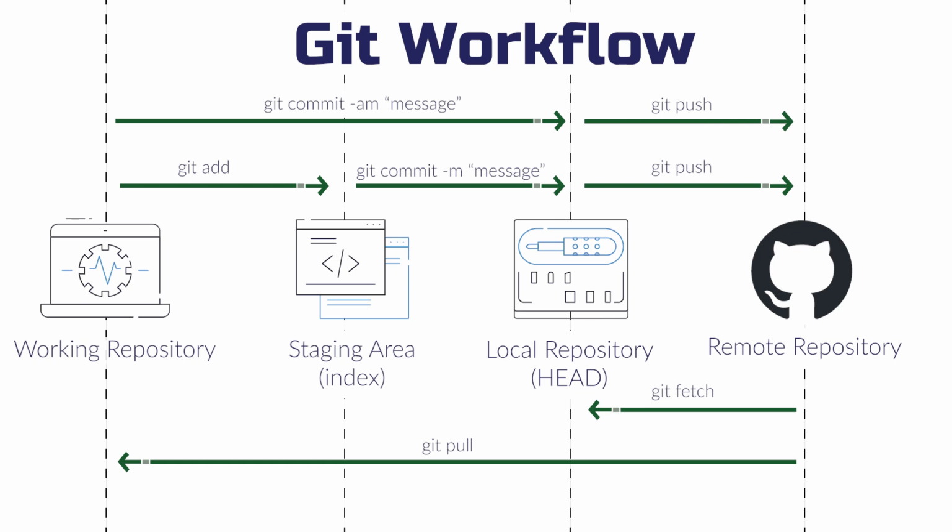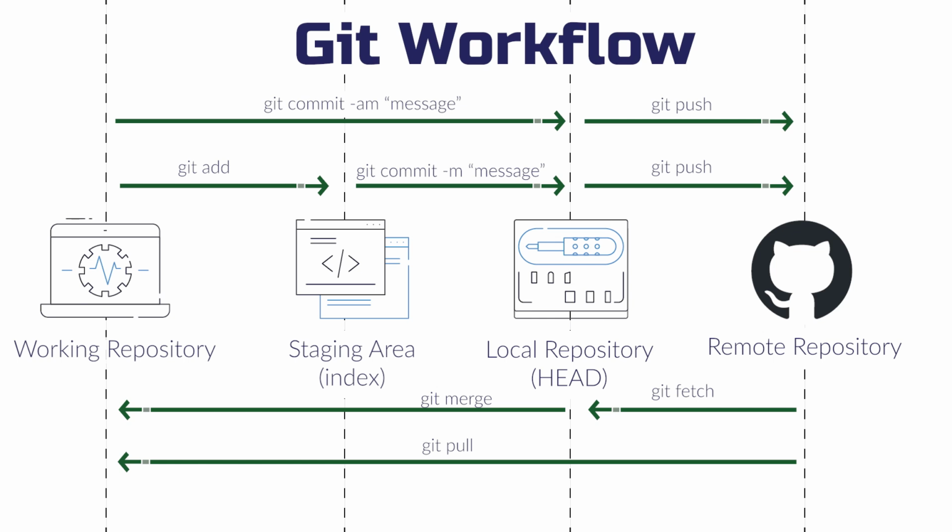So the way that you would bring code from your remote repository to your local repository is with the command git fetch. Once you have pulled all the code from the remote repository and it is now sitting in your local repository, the way that you can merge all that code into your working repository, which would be your current branch, is with the command git merge.